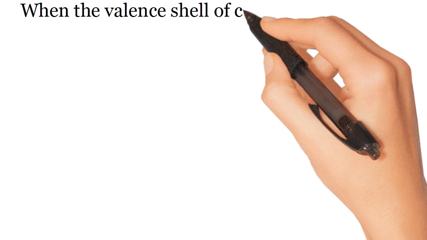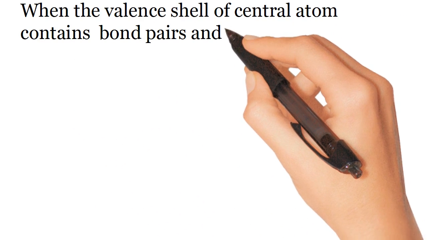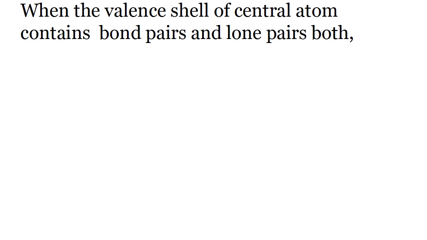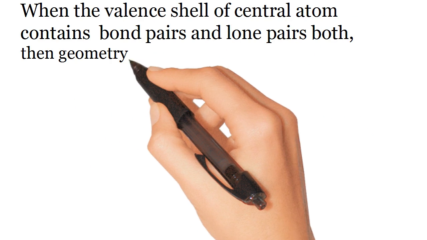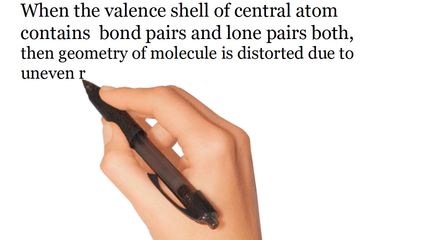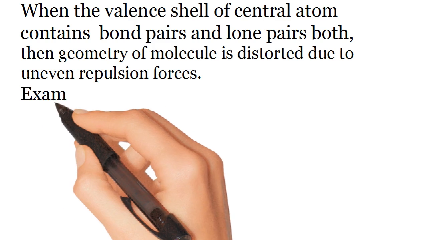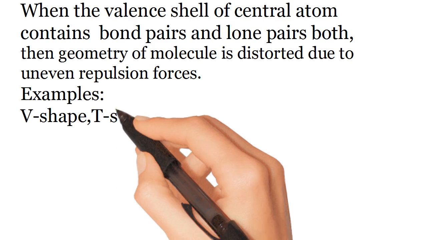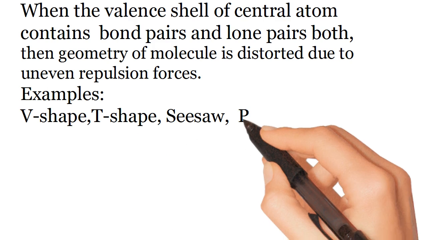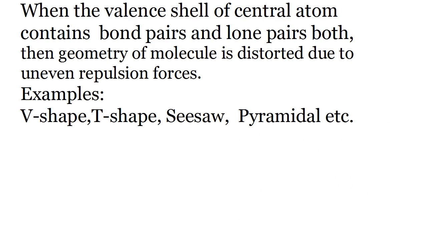When the valence shell of the central atom contains both bond pairs and lone pairs, then the geometry of the molecule is distorted due to uneven repulsion forces. Examples: V-shape, T-shape, seesaw, pyramidal, etc.